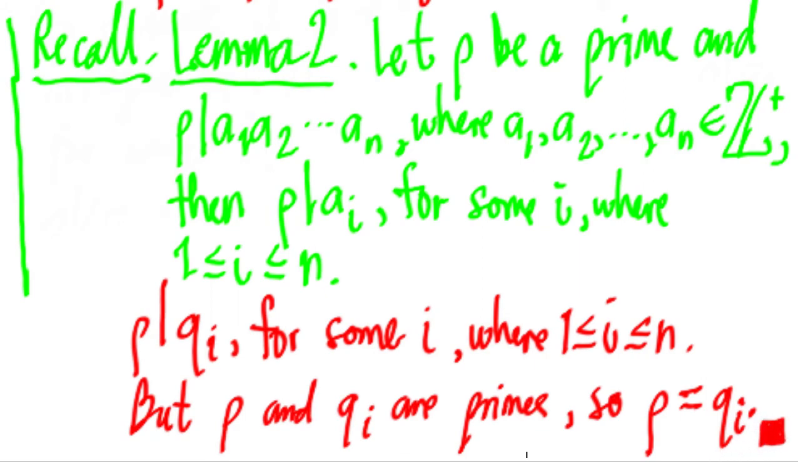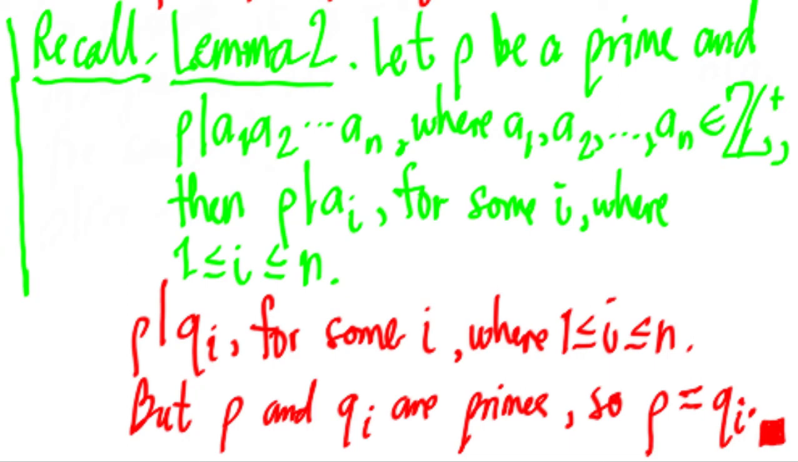For example, 2 divides 2, that's correct. 3 divides 3, 5 divides 5, 7 divides 7, but it cannot be that 2 divides 7, or 3 divides 11. That's impossible if they are different primes, meaning they must be equal.